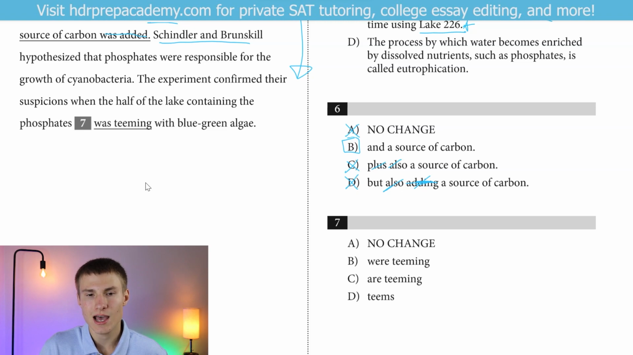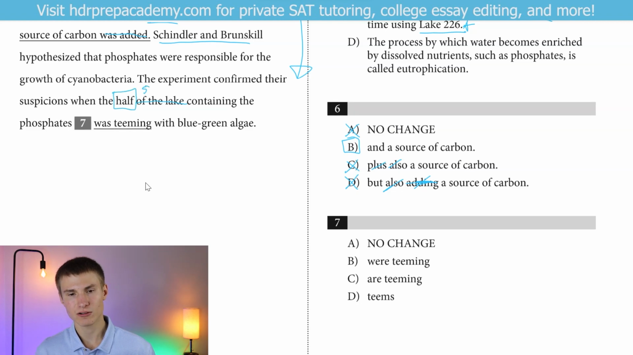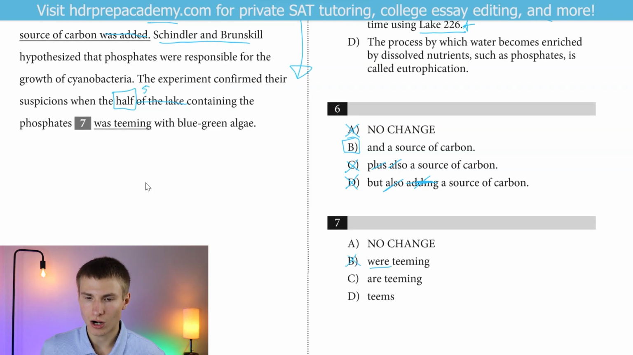So we have the half of the lake. Now keep in mind we ignore any prepositional phrases when determining the number of our subject. So our subject will be half, which is going to be singular. So we can get rid of any answer choice that has anything plural. So were teeming, that would be plural. Are teeming also would be plural. And then we're between present tense teem and then the past tense of was teeming, right?